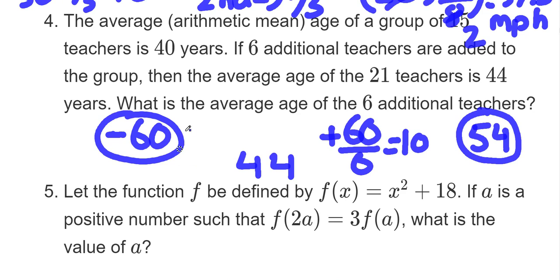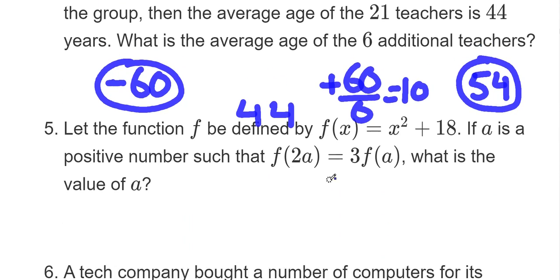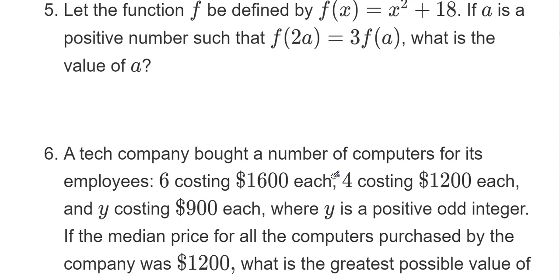Okay, so this method takes a little bit of practice, but you basically want to suppose every age is 44 and then make the adjustments, okay? So we had a total of 60 to make up, and then we made up the 60 here, but we have to divide by 6 to spread it out evenly among each person. So we get 44 plus 10 is 54. All right, here is just a straightforward substitution.